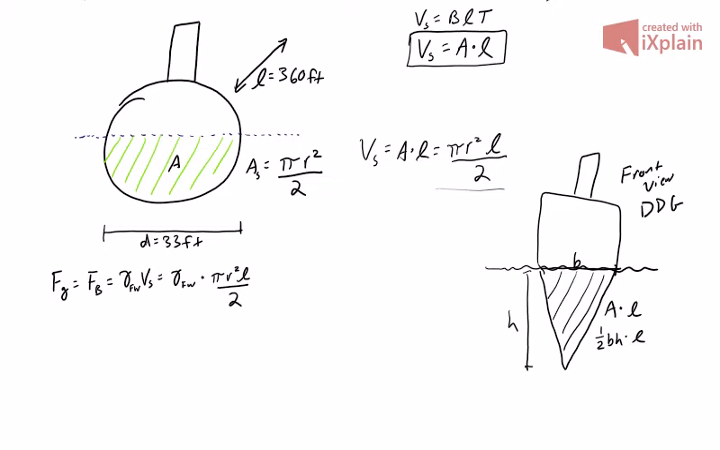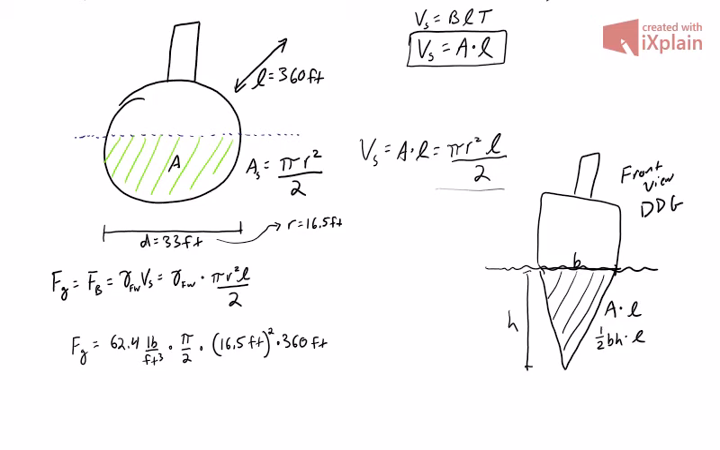Now the last thing we need to catch is that they gave us the diameter of the submarine to start with. The radius is the diameter divided by 2, so that gives us 16.5 feet for the radius. We'll go ahead and plug everything in. So we have 62.4 pounds per foot cubed times pi over 2 times 16.5 feet squared times 360 feet.